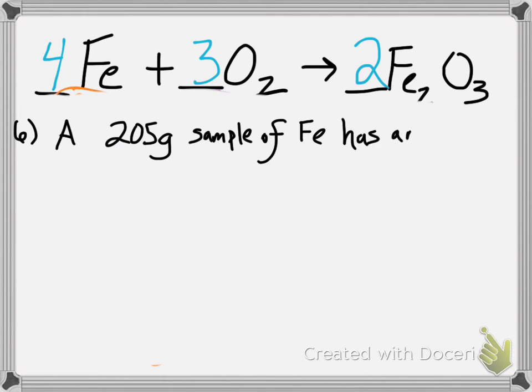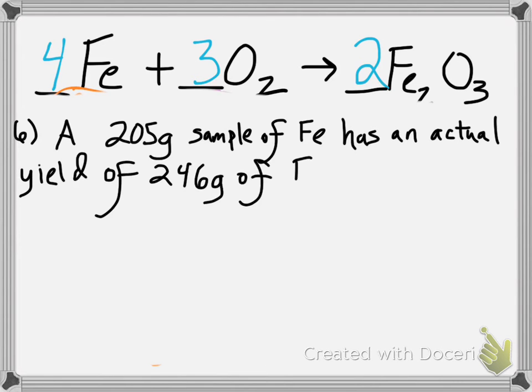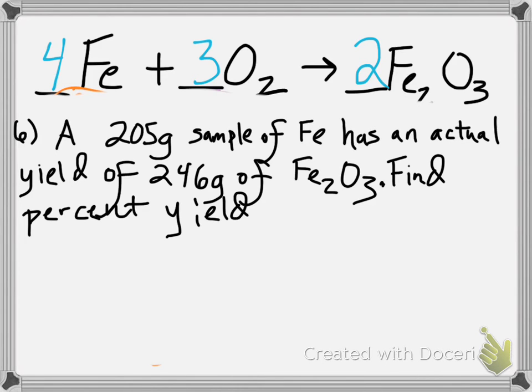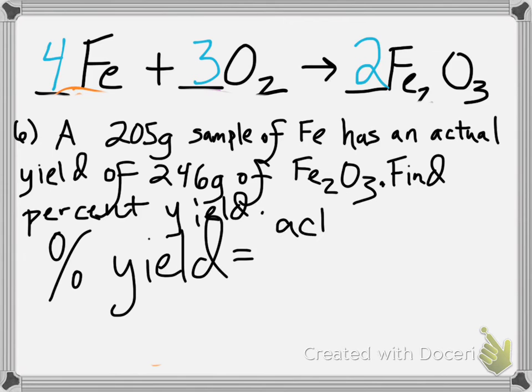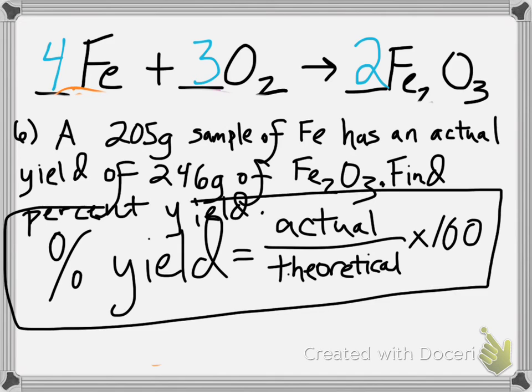All right, question number 6. A 205 gram sample of iron has an actual yield of 246 grams of rust. Find the percent yield. Okay, so this one you have to read a little bit more carefully. So I do start with 205 gram sample of iron, but then it says something about a percent yield and an actual yield. So that's when you need to know this equation. Percent yield is the actual result divided by the theoretical times 100.